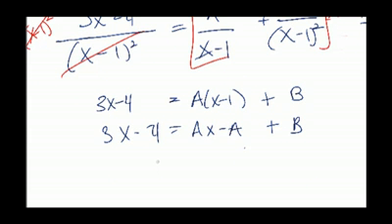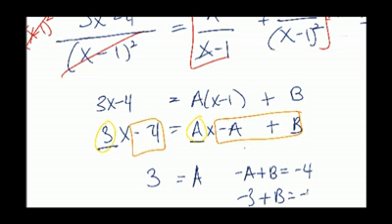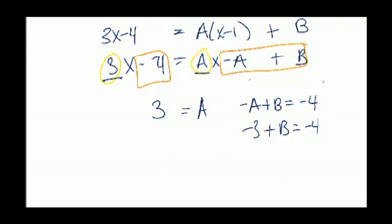So then, grouping the letters, I know that A right away must equal 3, because the coefficient of x must equal the coefficient of x, right? And then for the numerical values, I would set that equal to that, to get negative A plus B equals negative 4. So if I plug in, I get negative 3 plus B equals negative 4. And then B equals negative 1.